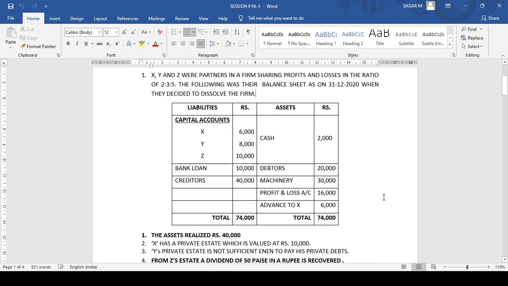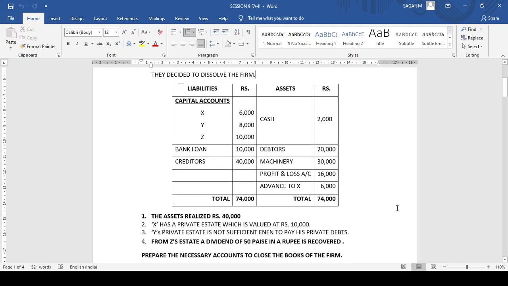X, Y and Z were partners in a firm sharing profits and losses in the ratio of 2:3:5. The following was their balance sheet as on 31/12/2020 when they decided to dissolve the firm. On the liabilities side, we have capital accounts of all the three partners, a bank loan followed by creditors, and assets: cash, debtors, machinery, profit and loss account, and advance to X. That is advance given to partner.